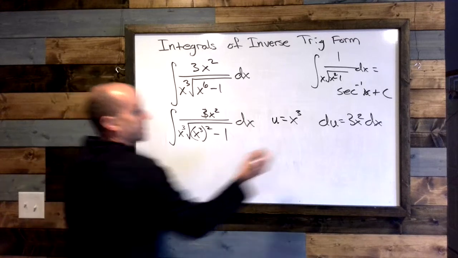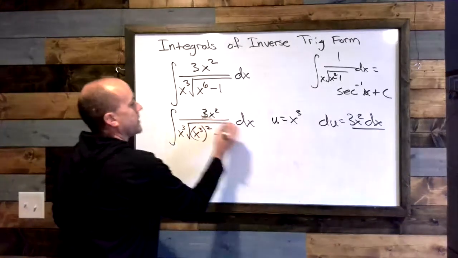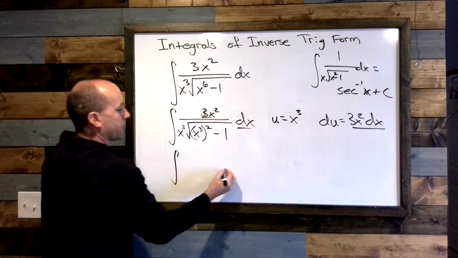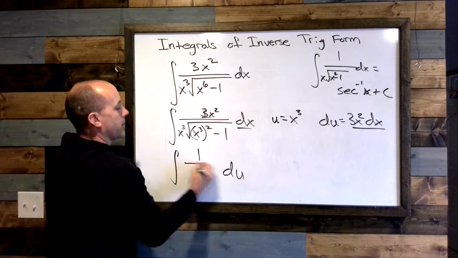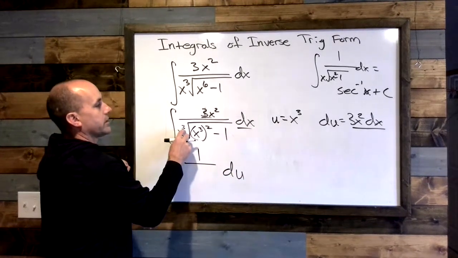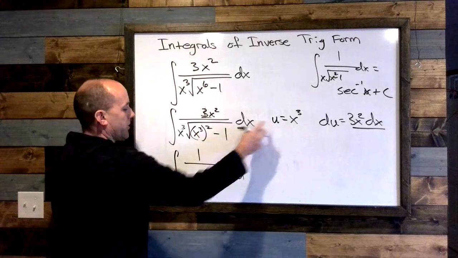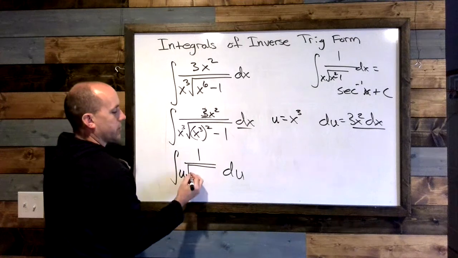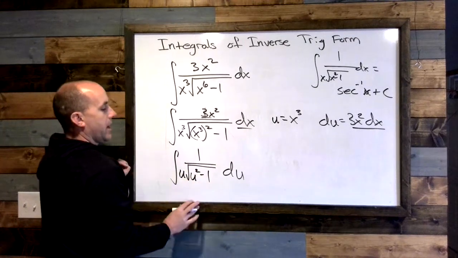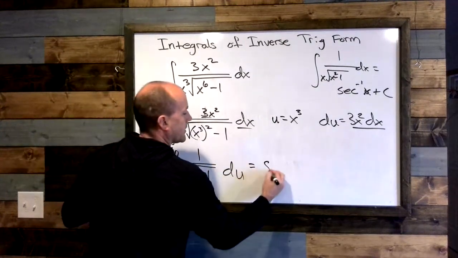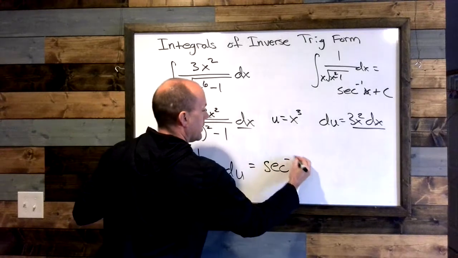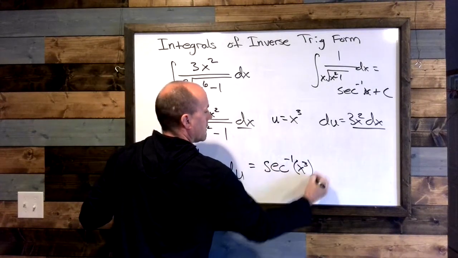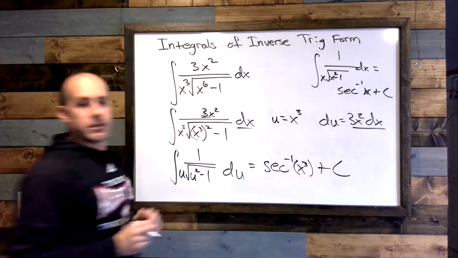We now have our substitution. The 3x squared dx goes away. I'm left with the du, and I have 1 over... What do I replace with this x cubed? I replace with u. What do I replace this with? I replace with u squared. And the antiderivative of this is secant inverse of u, and u is x cubed, plus a constant.